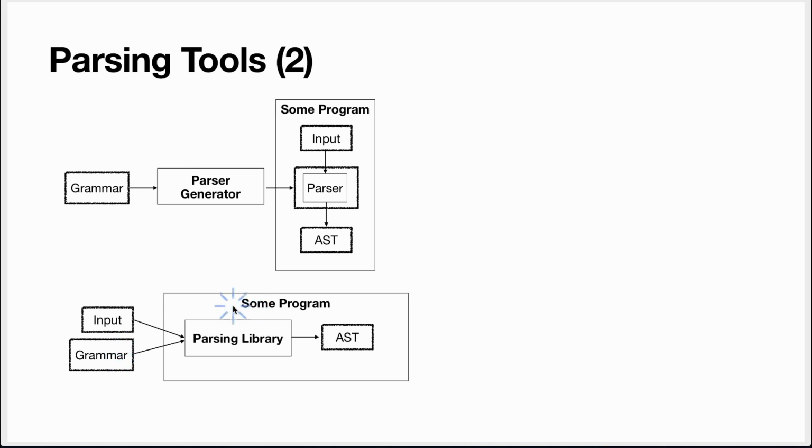That's actually more common. If you use a DSL to define the grammar, then inside your program, you're going to be defining the grammar inside here. Just some illustration to make the point clear.